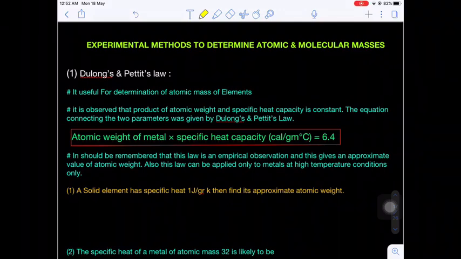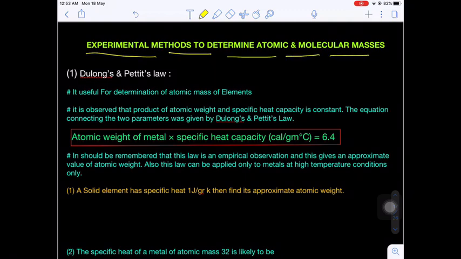Hello students, today we are going to start a new topic in mole concept, that is the experimental methods to determine atomic mass and molecular mass. Now we know in mole concept the definition of atomic mass: that is the mass corresponding to Avogadro number of atoms, and molecular mass, that is the mass corresponding to Avogadro number of molecules, isn't it? Now, how to calculate the atomic mass and molecular mass by experiment?